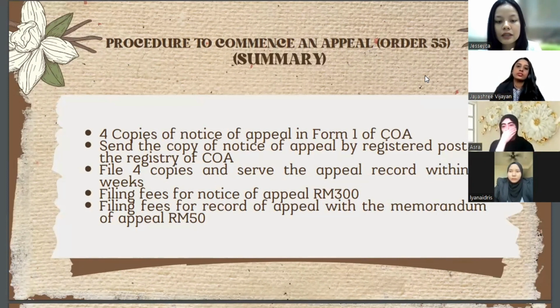And then for the second one, send a copy of the notice of appeal by registered post to the registry of the COA. And then the third one, file 4 copies and serve the appeal record within 8 weeks from the date of filing the notice of appeal. So if this could not be achieved, they follow Practice Direction 1 of 1996. And then the fourth one, filing fees for the notice of appeal will be 300 ringgit. And then for the last one, filing fees for the record of appeal with the memorandum of appeal will be 50 ringgit. So that's all from me.